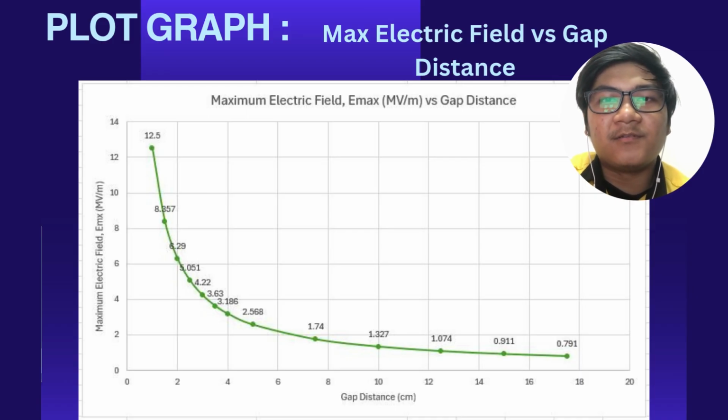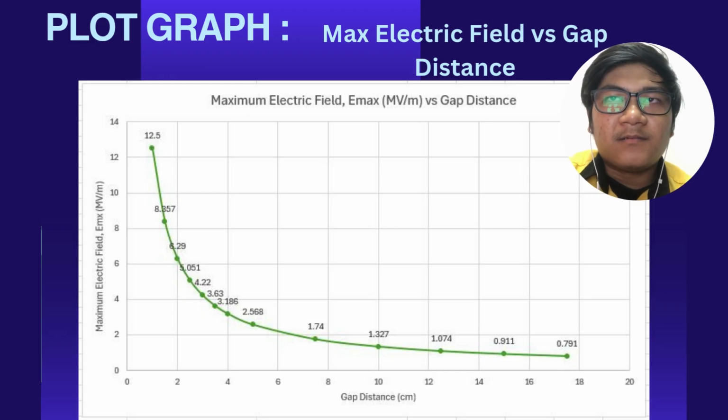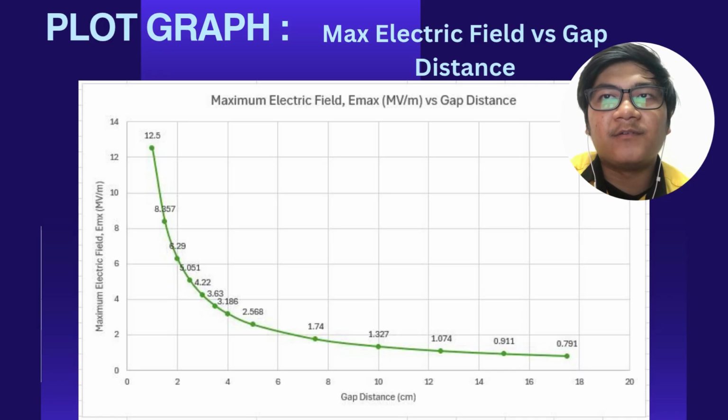That constant voltage is, as we know, 314,000 volt specifically for this. As the gap distance widens, the electric field lines spread out, reducing the field intensity between the electrodes. That is why from the graph we can see that the electrical field is going downwards while the gap distance is increased.